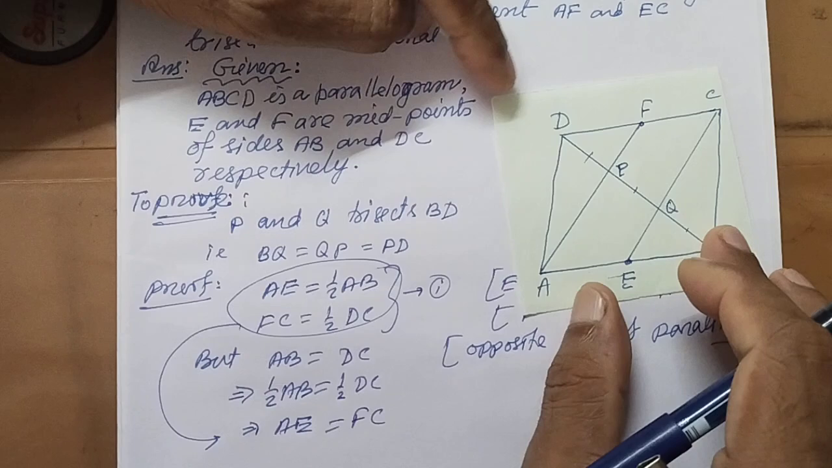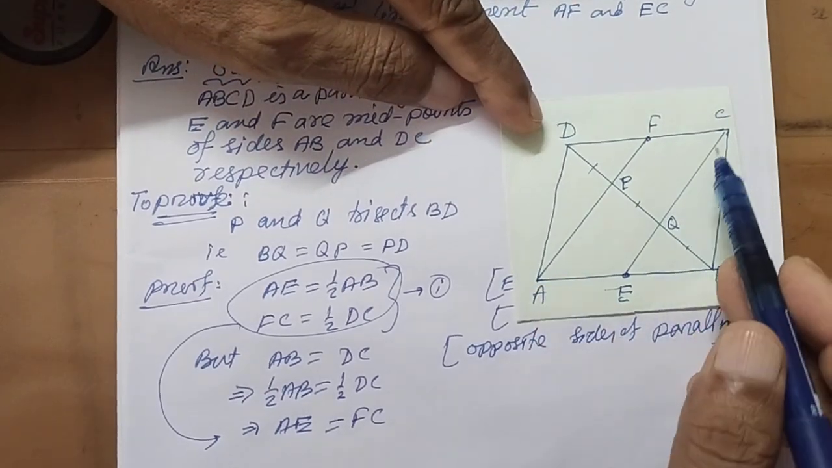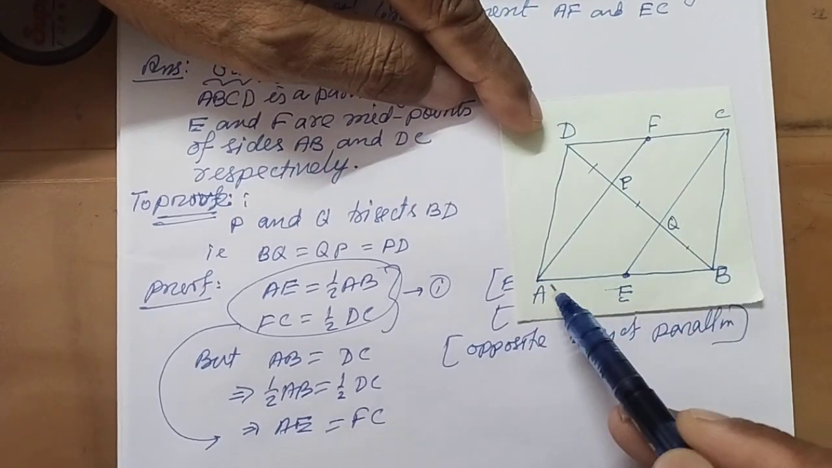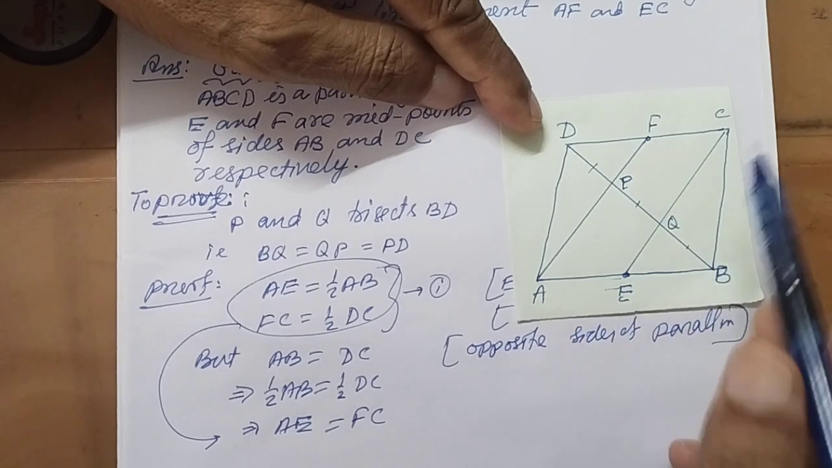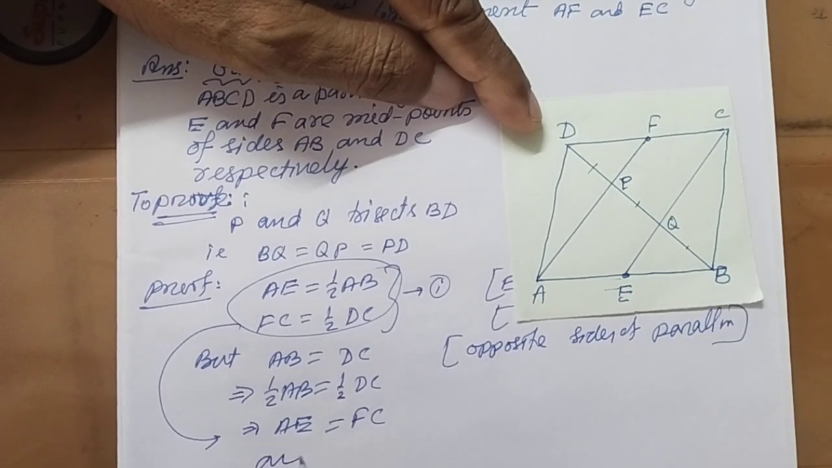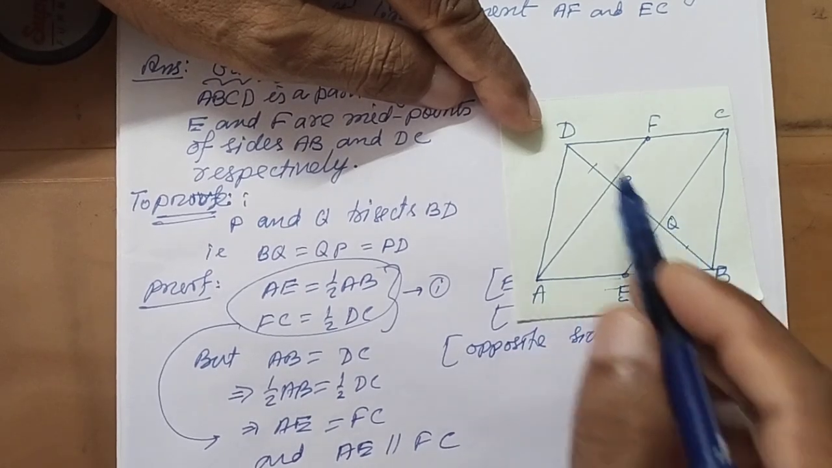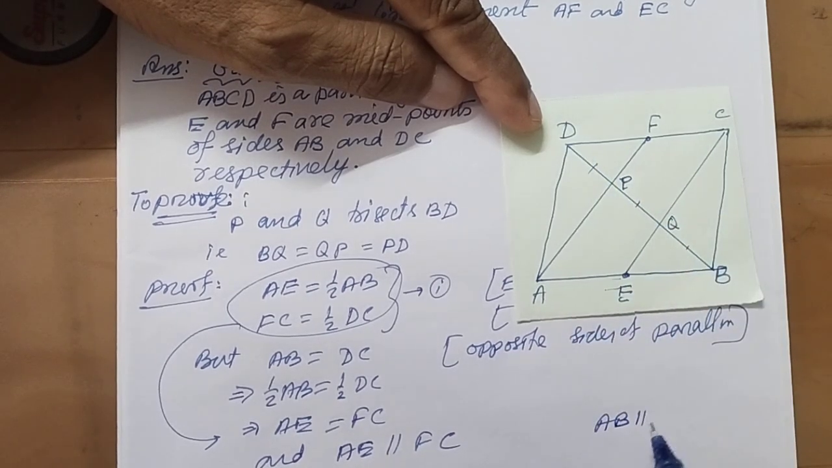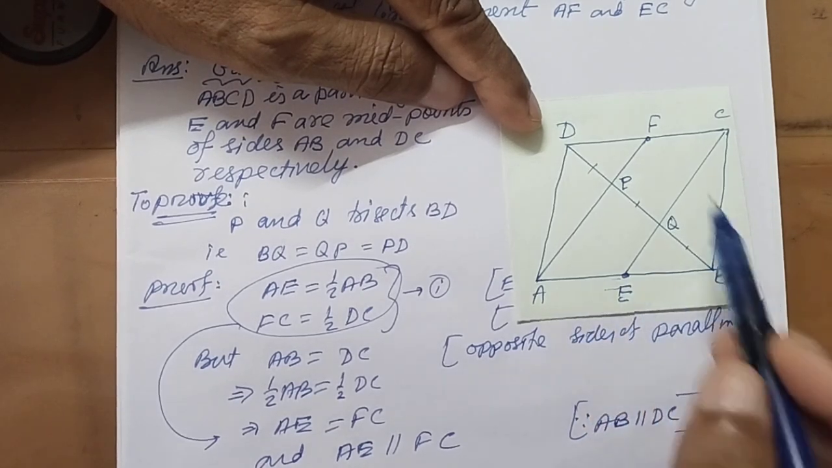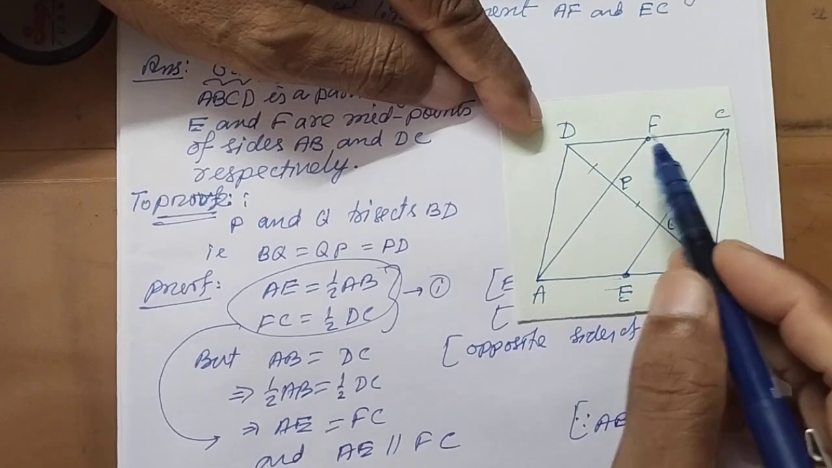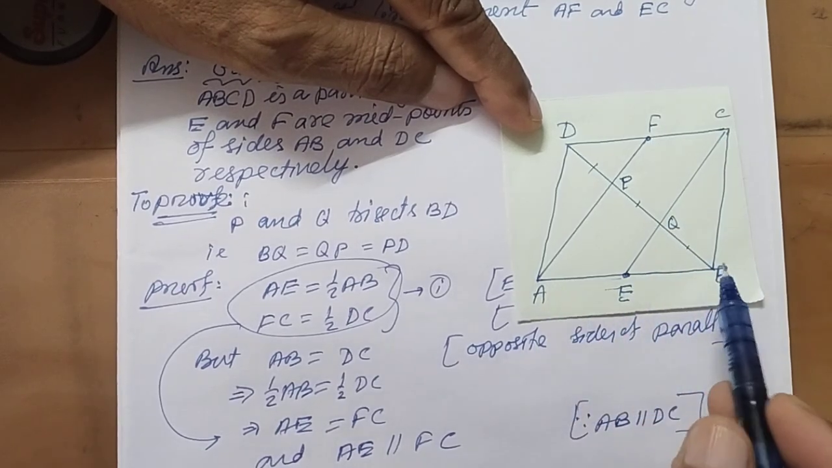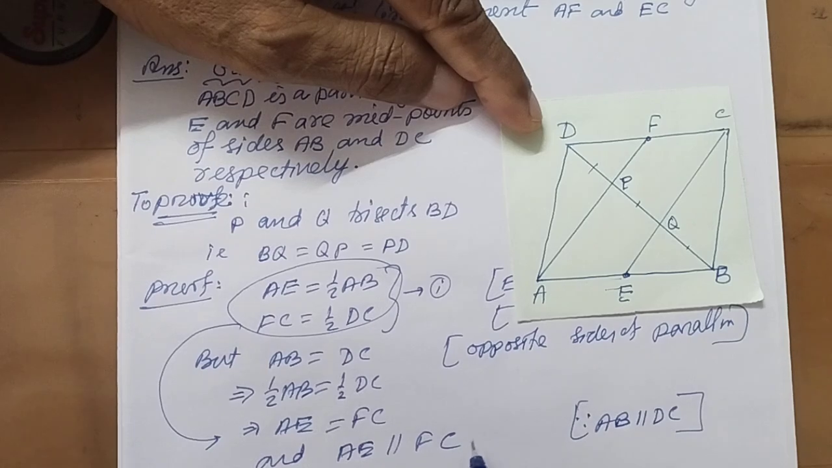That means in this quadrilateral AECF, we already got opposite sides, AE equal to FC. And also we have AE is parallel to FC. What is the reason? The reason is AB parallel DC, because they are opposite sides of parallelogram. If AB parallel DC, obviously AE parallel FC, because AE and AB are the same line, and FC and DC are the same line.